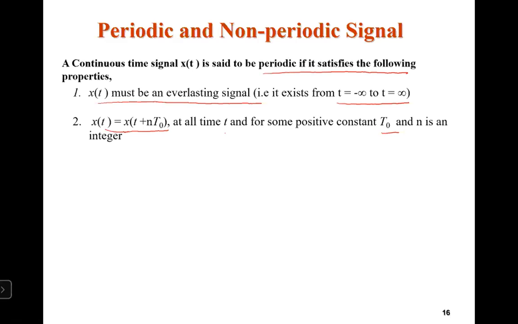Have you heard about the fundamental period and the period? 2 pi is the fundamental period, and periods can be any multiple of the fundamental period. The fundamental period is the minimum one. In the sine wave, 2 pi is the fundamental period, and 4 pi, 6 pi, 8 pi are the other periods.